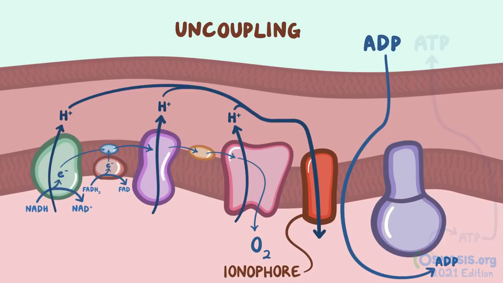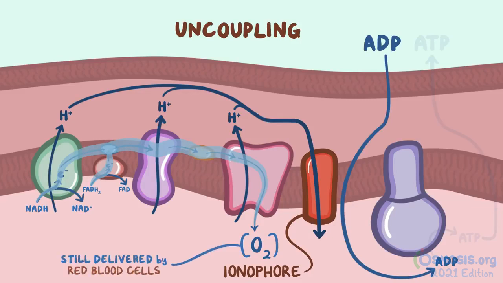Now, it's important to note that the electrons are still flowing from complex to complex all the way to the final electron recipient, oxygen. So that means red blood cells keep delivering oxygen to the tissues so that it can be the electron recipient. Also, as the cell's ADP levels rise, the body tries to increase its metabolic rate to make more electron donors like NADH and FADH2.